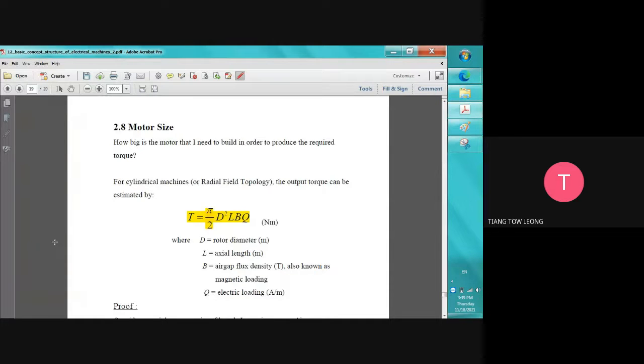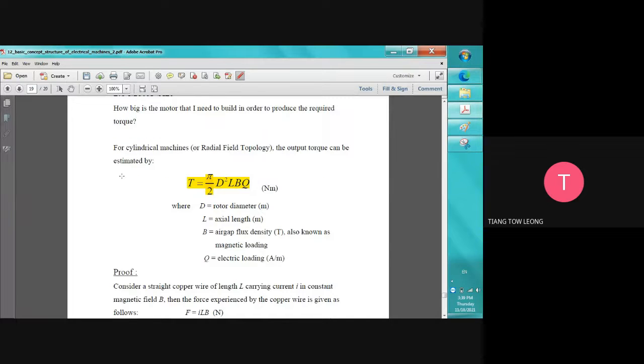Motor size: how big is the motor that I need to build in order to produce the required torque? First of all, if we want to design a motor, we need to know what power we want. This is the equation for cylindrical machines or radial field topology. The output torque can be estimated.